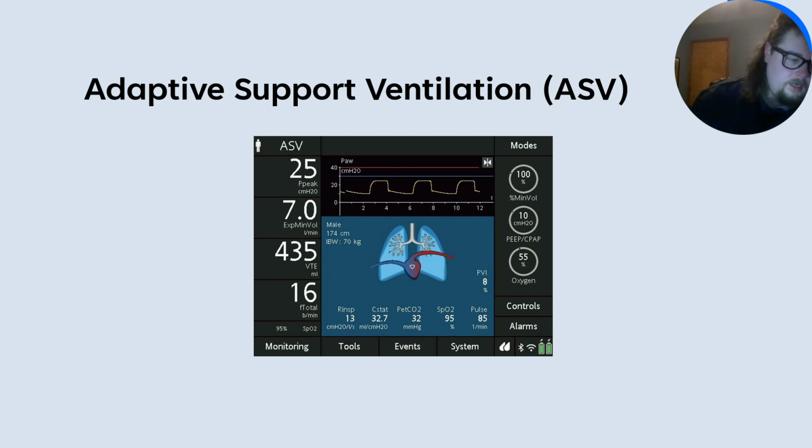So lastly, we'll look at our last lung protective strategy, adaptive support ventilation. All the studies that I was looking at had a patient population focused on conventional modes of ventilation. ASV is a new closed loop mode of ventilation that I believe can be very valuable in lung protective strategies in ARDS. Adaptive support ventilation is a closed loop mode of ventilation designed and owned by Hamilton Medical.